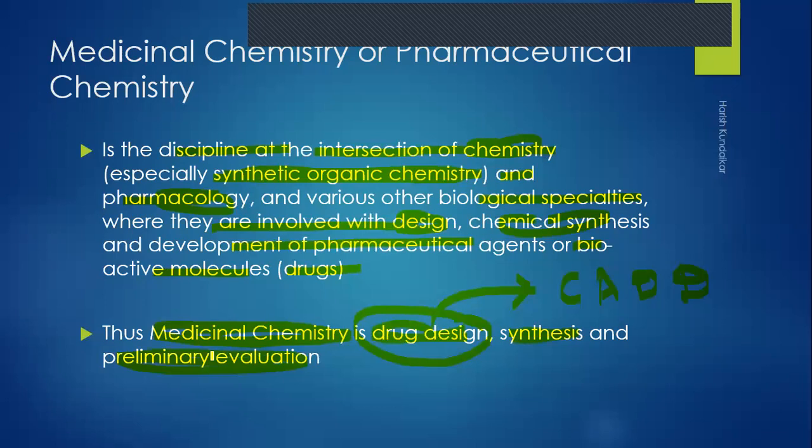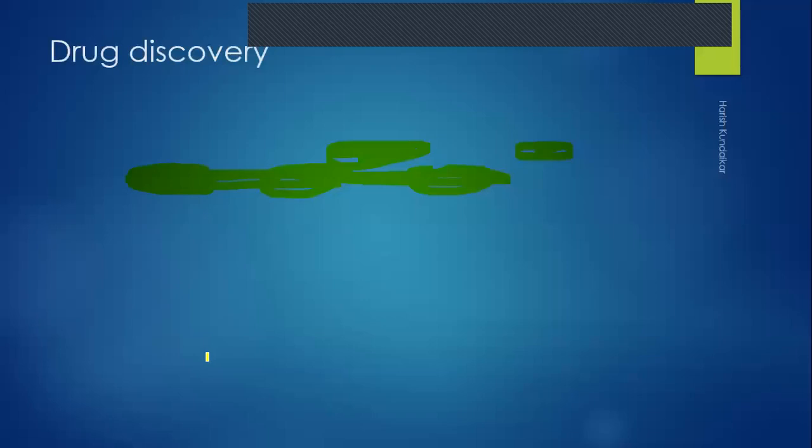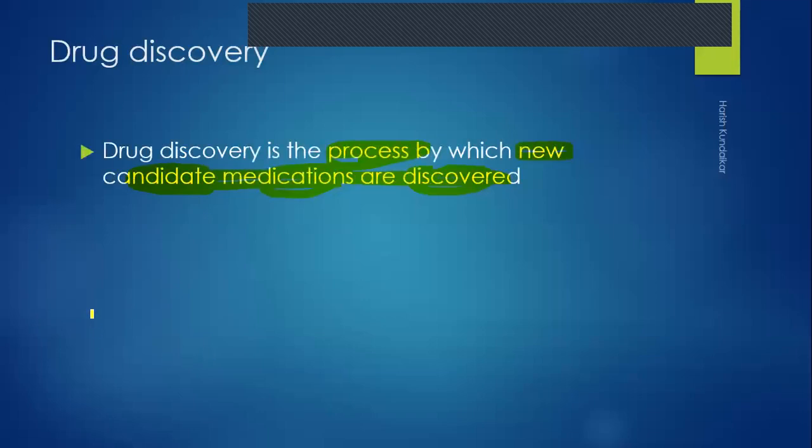The preliminary evaluation. But if we have to talk precisely, then using the term drug is the final outcome of it, right? What we are trying to do is we are trying to discover a drug, but actually what we are doing is we are trying to discover an NCE. NCE is nothing but novel chemical entity.